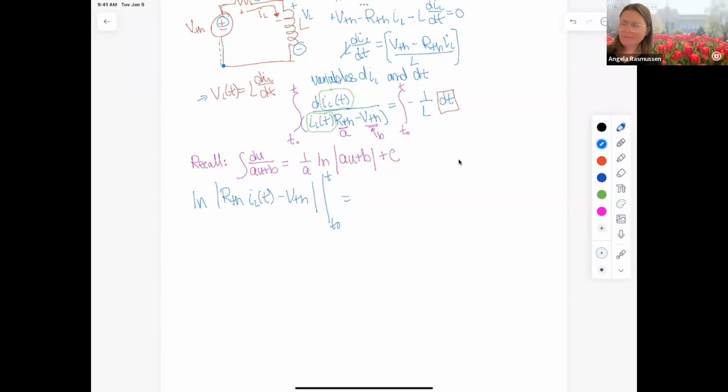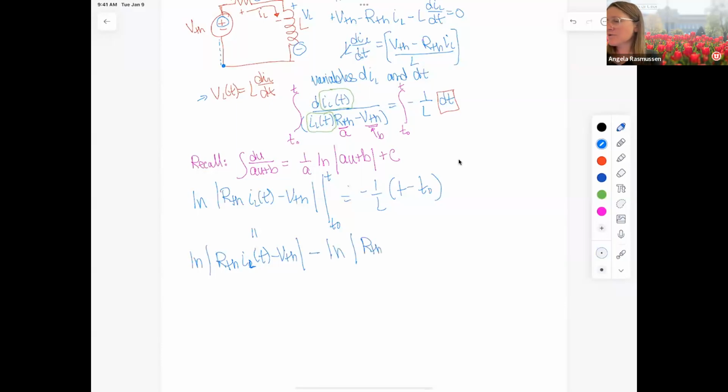That's just going to be minus 1 over L evaluated from t minus t0. And so then this becomes the natural log of RTH times IL of t minus VTH, minus the natural log of RTH IL of t0 minus VTH.